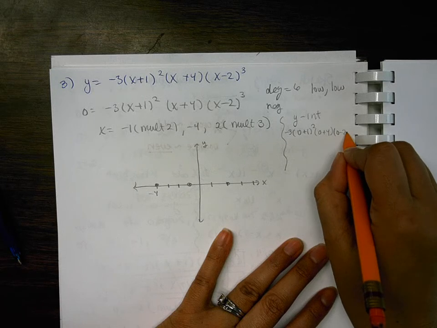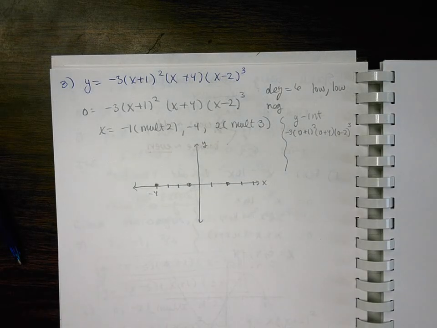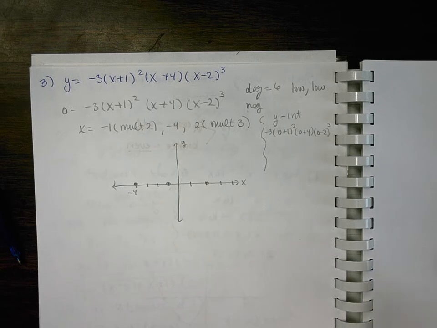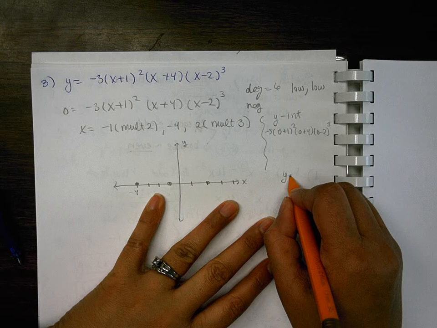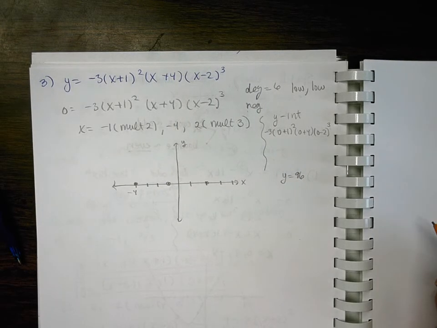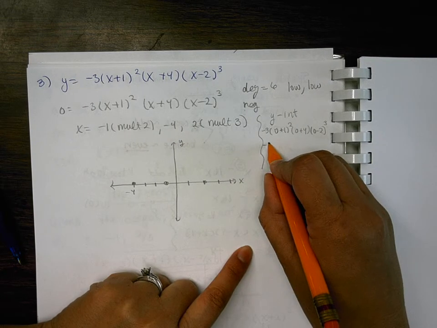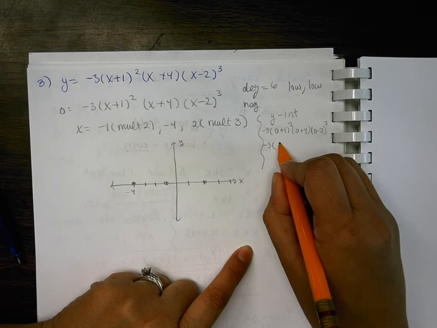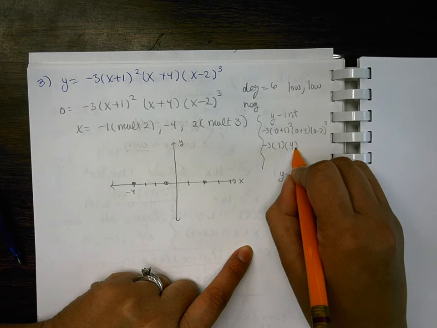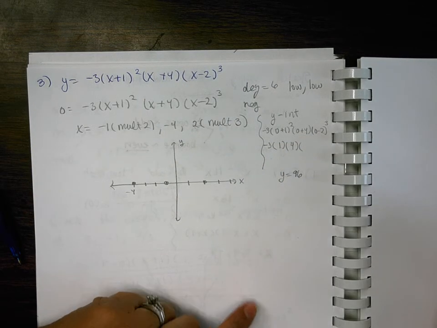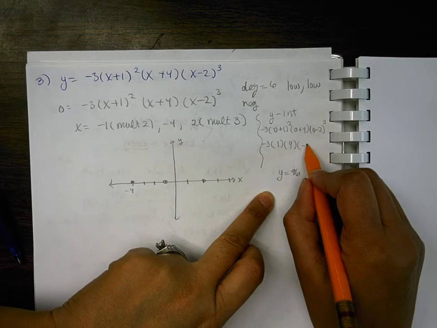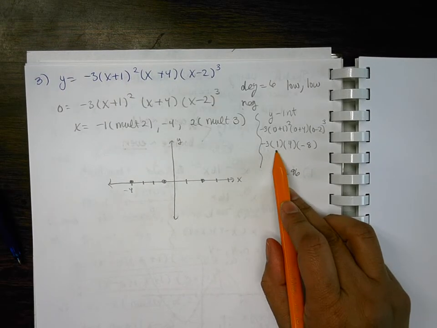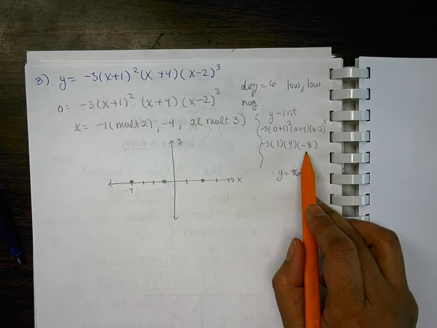Anybody have the y-intercept calculated yet? What is it? 96 is correct. Anyone else get 96? No? Yes? 108. Okay, let's go through it. Negative 3. 0 plus 1 is 1. 1 squared is 1. Times 4. 0 minus 2 is negative what? Negative 2. To the third is negative 8. So you have negative 3 times 1 times 4 times negative 8. Multiply it out. Does it come out to be 96?